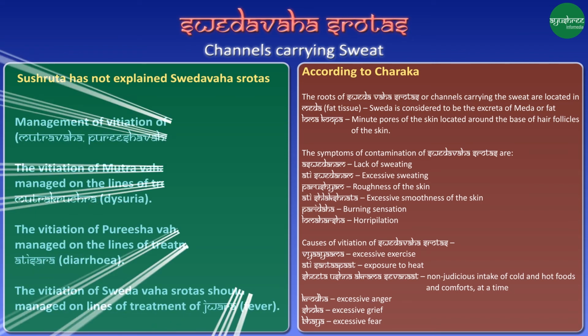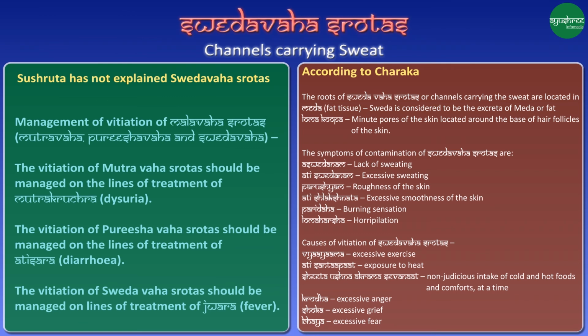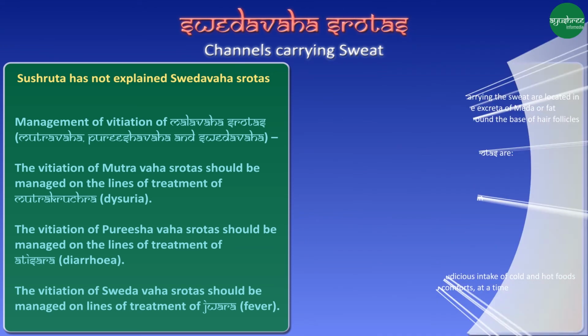The vitiation of Mutrava Srotas should be managed on the lines of treatment of Mutrakrichra, that is dysuria. The vitiation of Purisha Srotas should be managed on the lines of treatment of Atisara, that is diarrhea. The vitiation of Svedava Srotas should be managed on the lines of treatment of Jwara, that is fever.